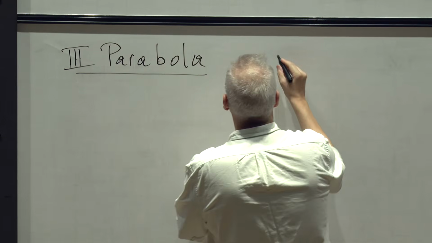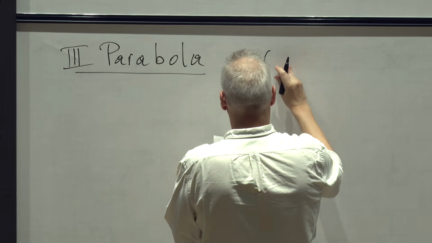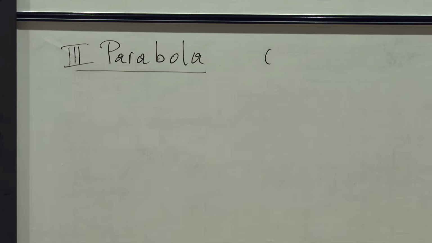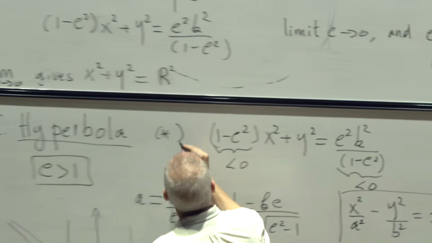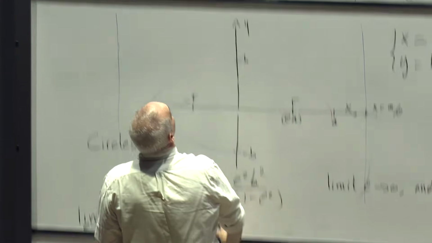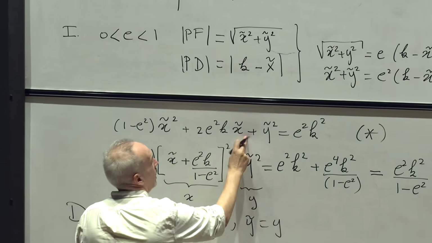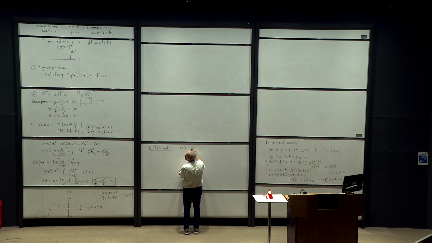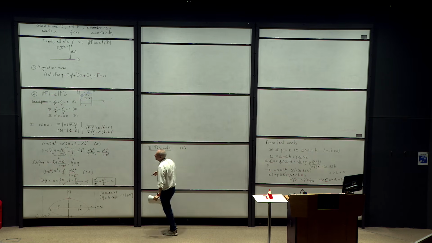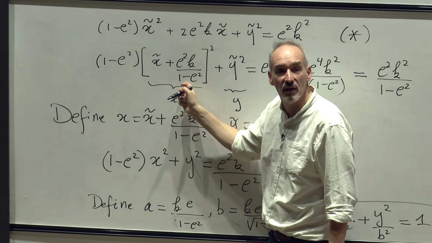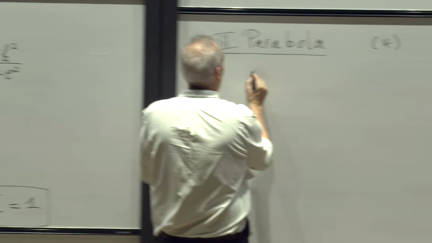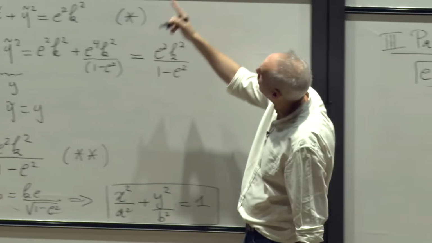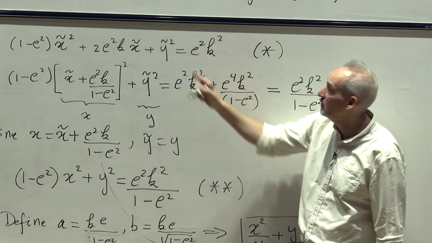So again, we go back to, now I'm going to go back. Sorry, here that was the double star. Let's go back here to the star. So that's before we completed the square. You see, we can only complete the square if e is different than 1. So now the parabola is the last case to look at, e equals 1. So we have to go back in our computation before we made that assumption.